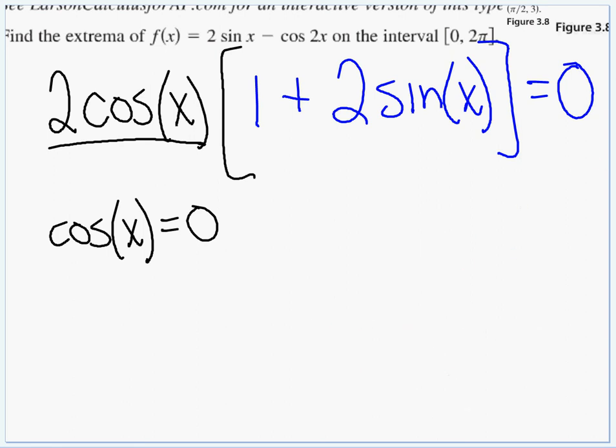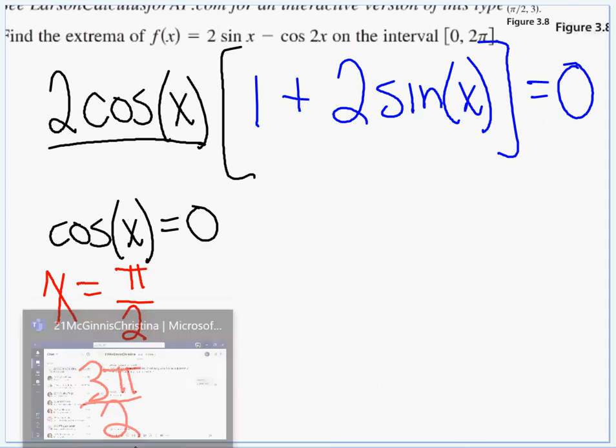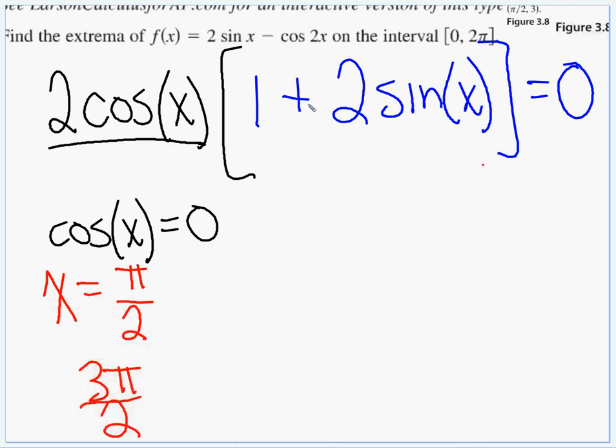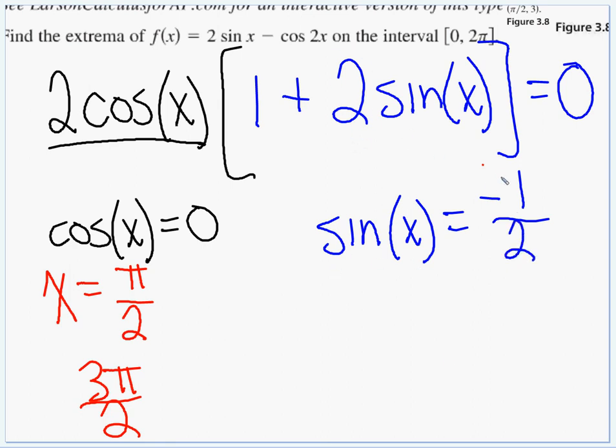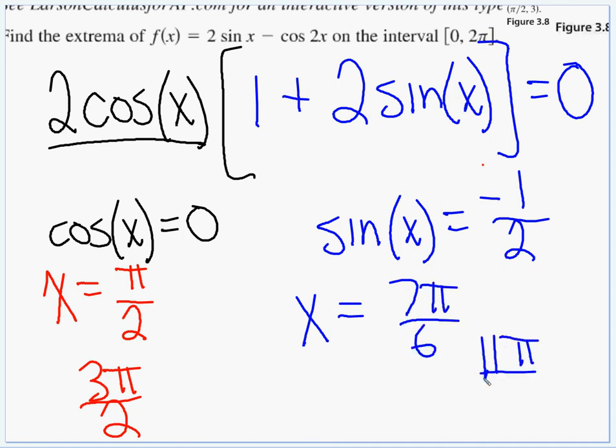All right. This next term, I'll switch back to blue. If we set that equal to 0, the first thing we're going to do to get sine x alone is subtract 1. So over here it's a -1. And then to get the sine alone, we're going to divide by 2. So sine of x equals -1/2. Break out your unit circle, and you'll find that those x values are 7 pi over 6 and 11 pi over 6. So now we've got 4 critical numbers, 1, 2, 3, 4, and we have our endpoints that also need checked.